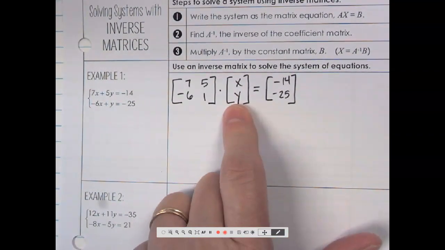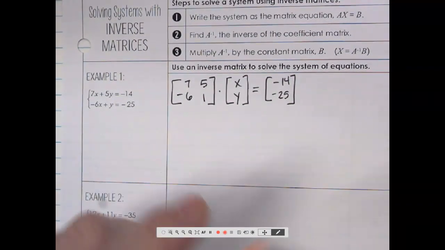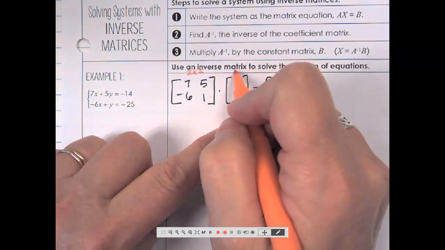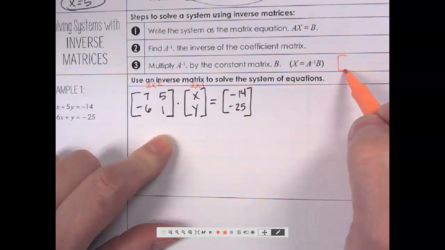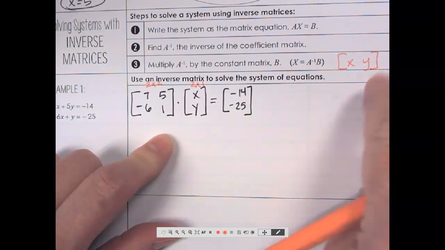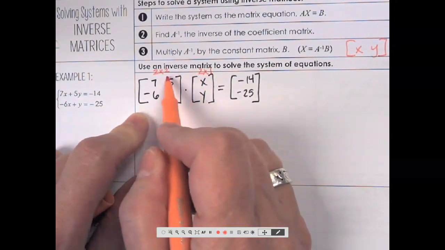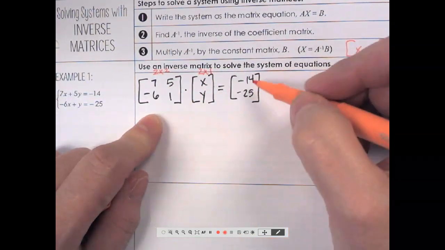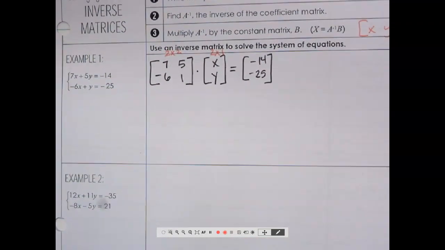Could I put this matrix x and then y next to it? This is a 2 by 2. This is a 2 by 1. If I switched that around and made it like that, then it wouldn't be compatible. Because remember, the 2 in the middle have to be the same. So it has to be written vertically like that, or else they can't be multiplied. And then same with these two. Okay, so that's my first step.